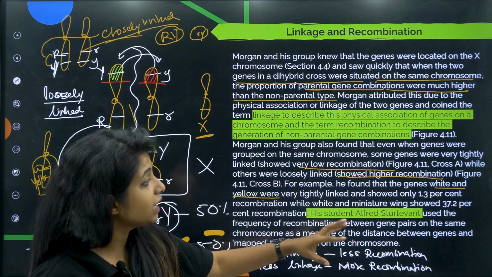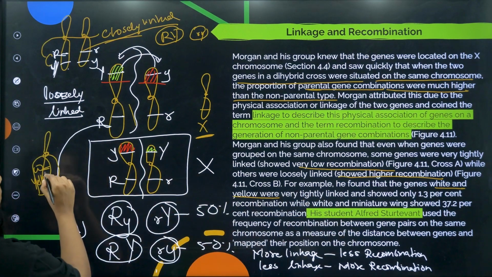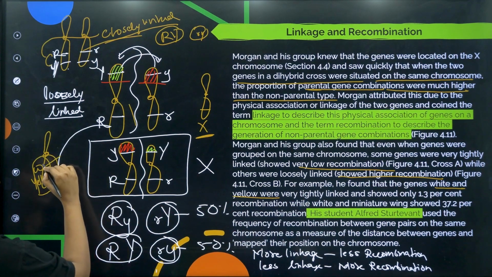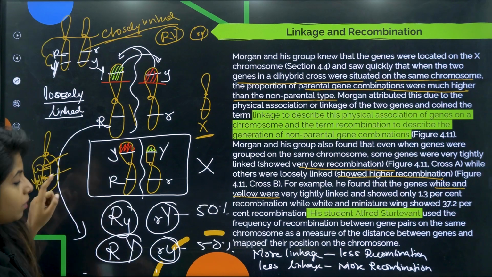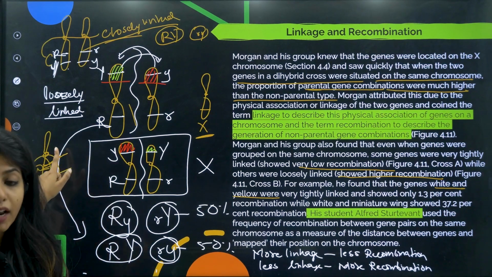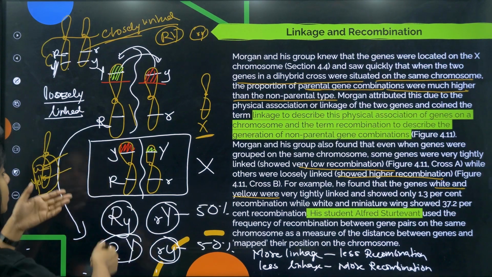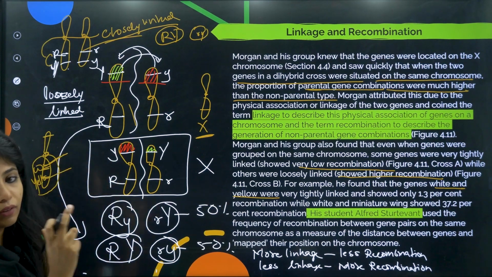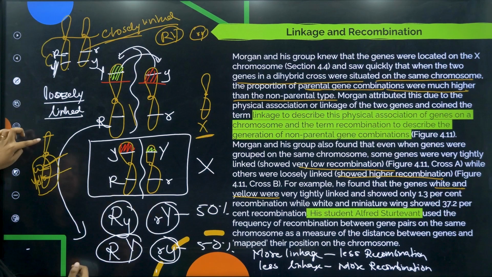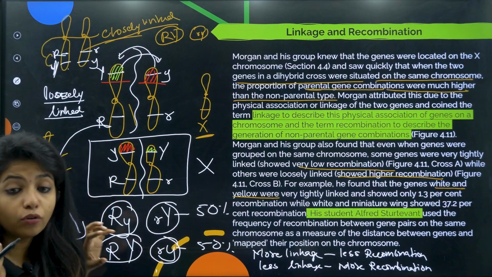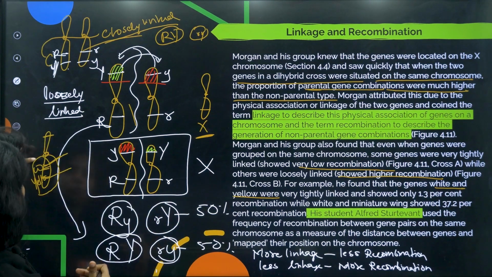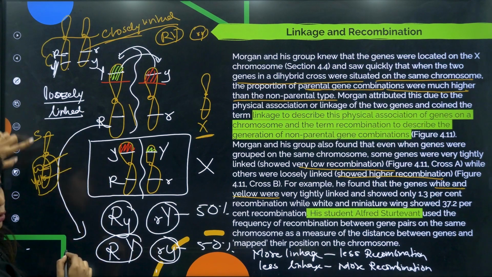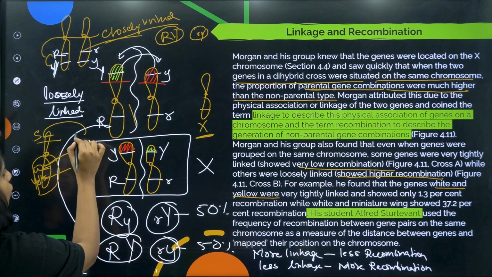Now, white and miniature wing, so this is white and this is yellow. That might be the color of the wing and the color of the eye. There are two characters. Now there's a third character that they are talking about, that is the size of the wing. About the size of the wing, it's saying that they showed a high amount of recombination. Why? Because white is over here, the wing size is over here. These are not closely associated, which is why they can show recombination.